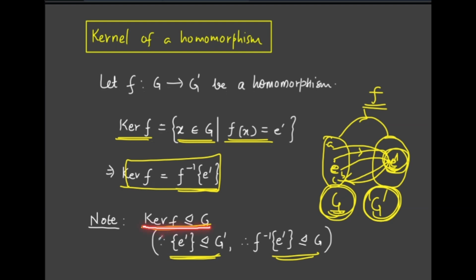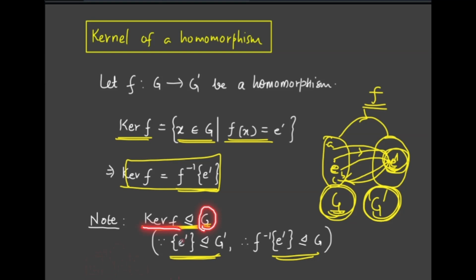You can also show that the kernel is a normal subgroup by definition. So I want you to try this at home and tell me if you are able to prove that the kernel is a normal subgroup of G by definition. So two things you have to show. First, you have to show that the kernel is a subgroup of G, and secondly you have to show that the normality property holds, that is g n g inverse belongs to the kernel, where g belongs to G and n belongs to the kernel.